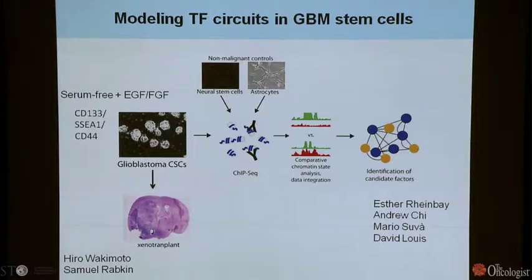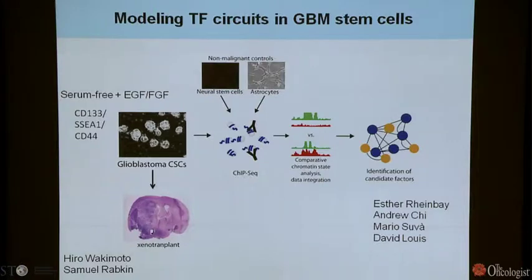So we went straight away to one of the relatively now well-established models for tumor stem cells, specifically a brain tumor stem cell model, glioblastoma cancer stem cells shown here, where you have neurospheres that can be grown in serum-free conditions in the presence of growth factors. They express CD133 and other markers associated with stem cells. And Hiro and Samuel have clearly shown that these particular patient-derived stem cells will recapitulate tumors in mouse models.